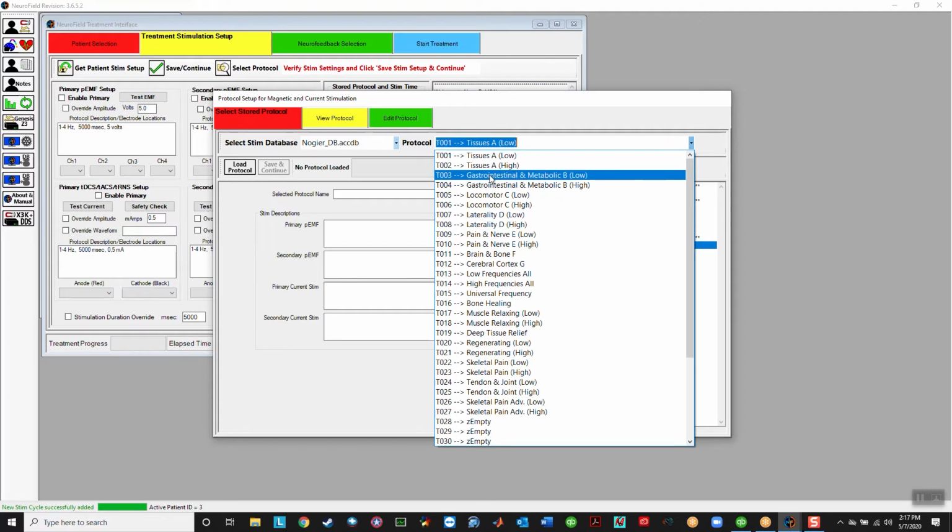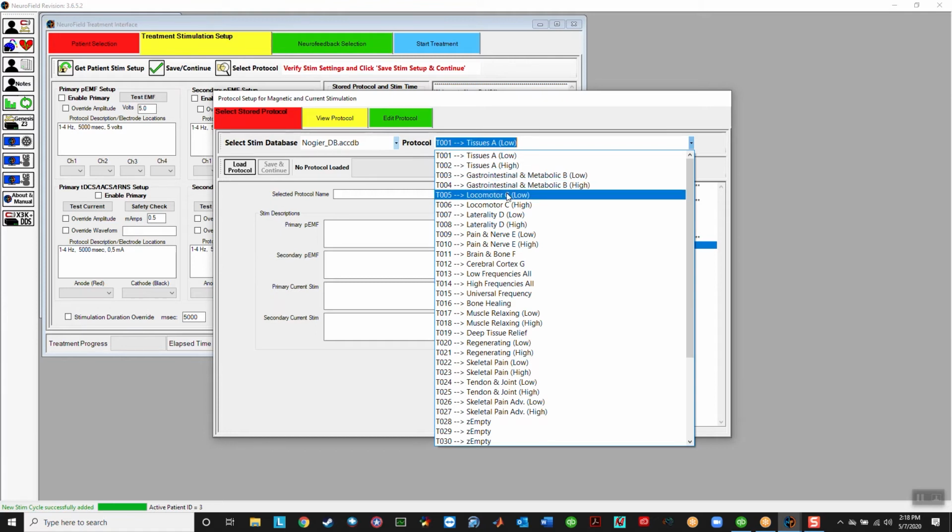Gastrointestinal metabolic is used over the belly for many patients that have issues with absorption and different kinds of gastrointestinal issues. We've used it quite successfully with children with autism that seem to have this type of distress, but anybody with a gut problem will probably get some benefit from this particular protocol.